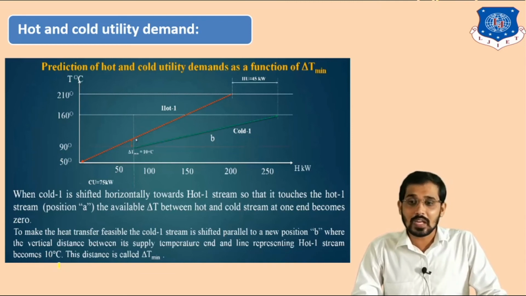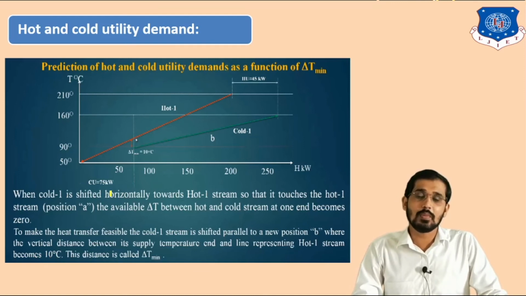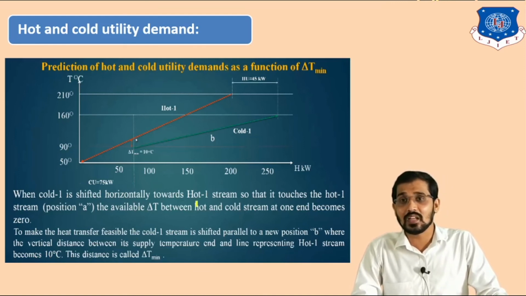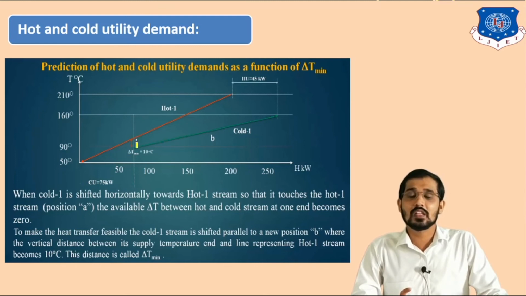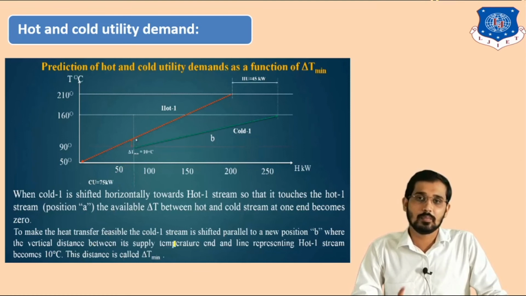This value can be increased if you are moving away from the hot stream. This can be 20 degrees Celsius, this can be 30 degrees Celsius, that depends on how you are moving this cold stream from the hot stream. So here we have 10 degrees Celsius as the delta T minimum, and this is nothing but the driving force for the heat transfer, and this distance is called delta T minimum.